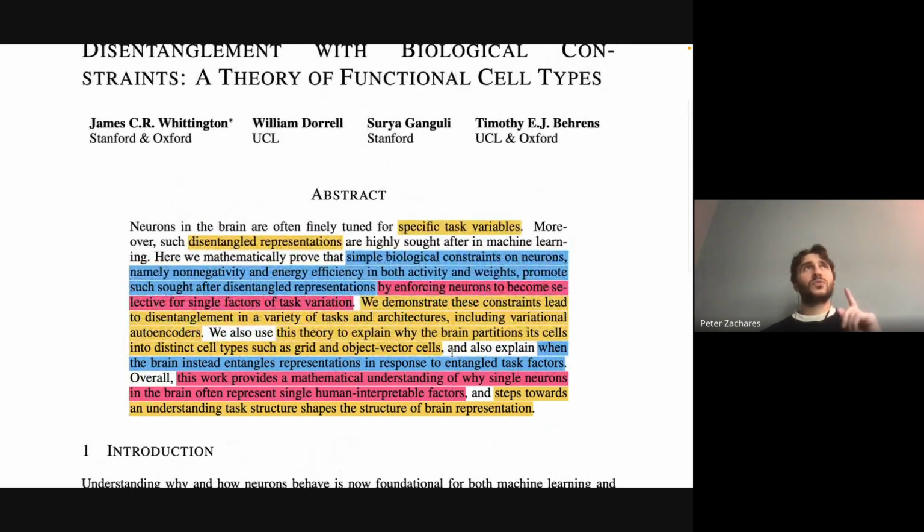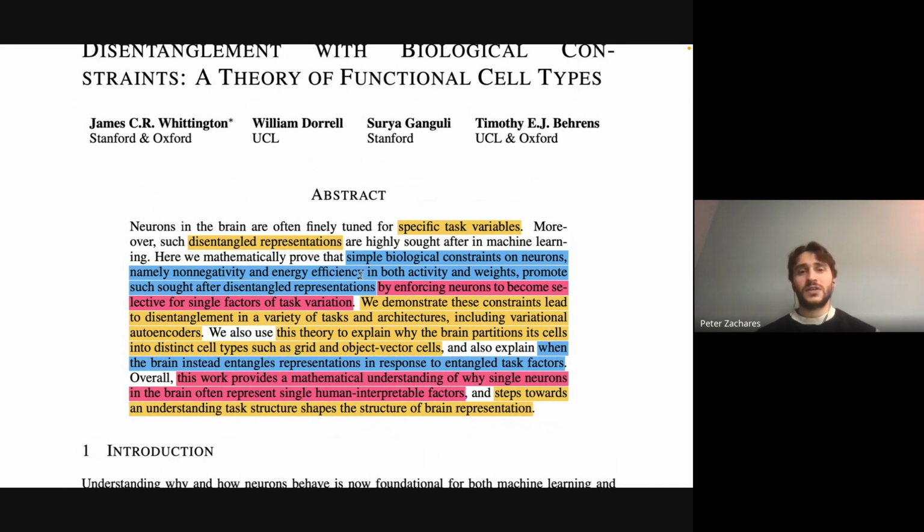Oh, there was one last thing I wanted to say about this. Like I said, they're taking some constraints that they've identified about how neurons operate in the brain and applying them to mathematical models and how we learn mathematical models. And what I found interesting about this is that these two constraints, by the way, are non-negativity and energy efficiency.